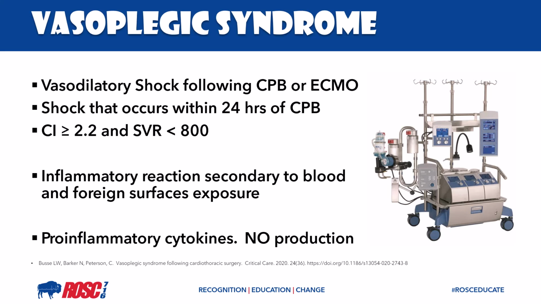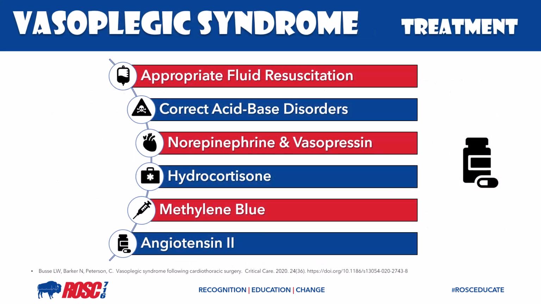The inflammatory cascade is triggered by the contact of the blood to a foreign surface. In this case, it's the cardiopulmonary bypass or ECMO circuit. And this can provoke a process similar to sepsis with pro-inflammatory cytokine release and nitric oxide production. And you'll notice treatment's similar to sepsis with a bit of a surgical/cardiac anesthesia spin. So first, we always want to provide appropriate fluid resuscitation. And then in these patients, we want to correct acid-base disorders. Then we're going to turn to our vasoactive medications, primarily norepinephrine and vasopressin.